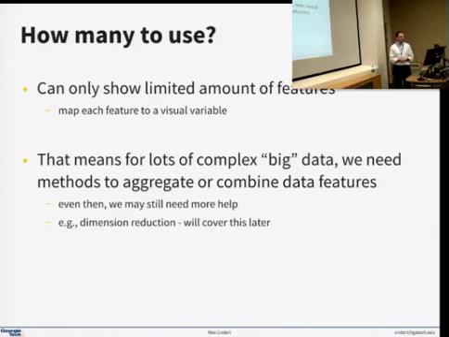And even then, we may still need a bit more help, and we're going to talk about that help later when we talk about things like dimension reduction, aggregation, saliency of feature extraction, things like that. But really, this brings us to this sort of optimization function of visualization, if you will, which is to say, which features do we pick and what visual attributes do we map those to?